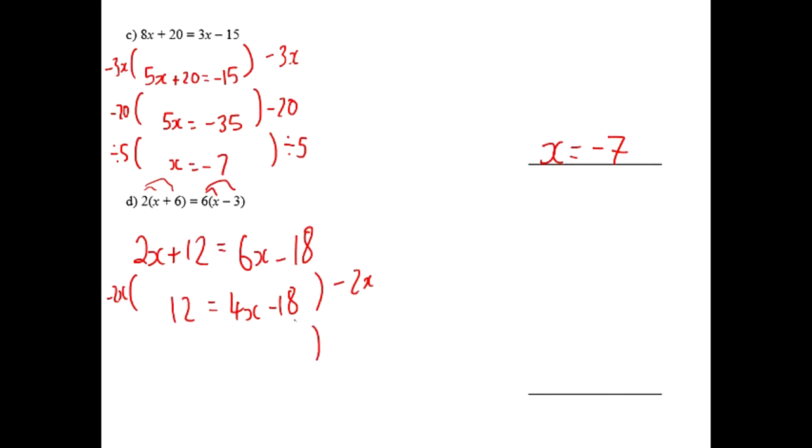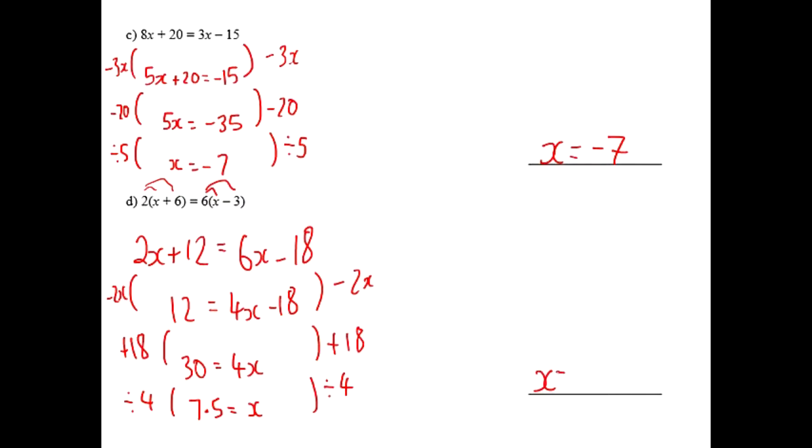So deal with this negative 18 by adding 18 to both sides. On this side, 12 plus 18 is 30, and on this side, 4x, well, negative 18 and plus 18 cancel out, so we've just got 4x. So all we do now is divide by 4, and divide by 4. 30 divided by 4 is 7.5. Again, that's not a problem because we've got a calculator paper, so 7.5 equals x, or if you write it the other way around, x equals 7.5.